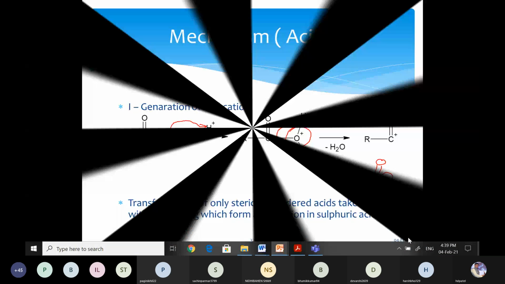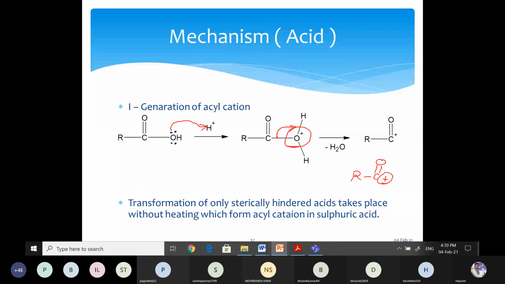First of all, we are having carboxylic acid. Normally, carboxylic acid is known as an acid, but here the strong acidic condition is there, that is, we are using sulfuric acid. From sulfuric acid, H plus proton is there. That proton will react with oxygen, and here oxygen is abstracting the proton. So carboxylic acid is behaving like a base.